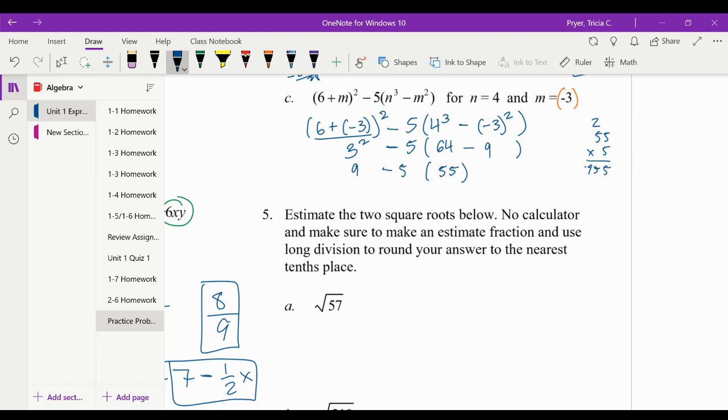Here we go. Whoopsies, 5 times 5 is 25 plus 2 is 27. There we go, 275. So then I have 9 minus 275. Well, that would just be negative 266.